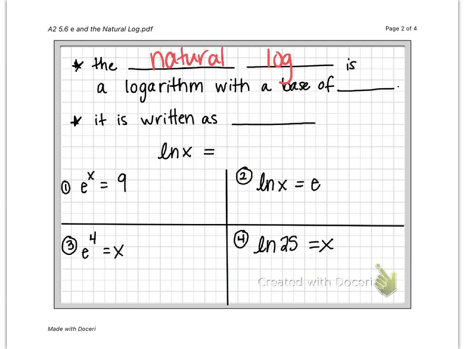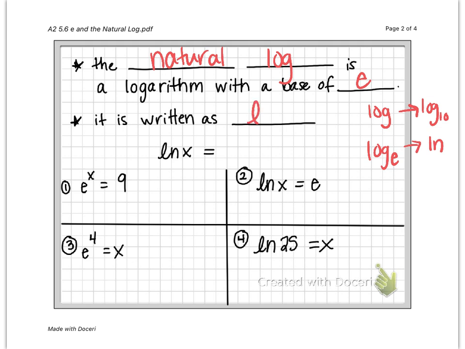The natural log is a log with a base of E. So it is written differently. Well, I thought it was 10. Oh, no, that's the common log. Common log has a base of 10. Natural log, so this is log base 10. Natural log is log base E, which we write as ln, natural log.